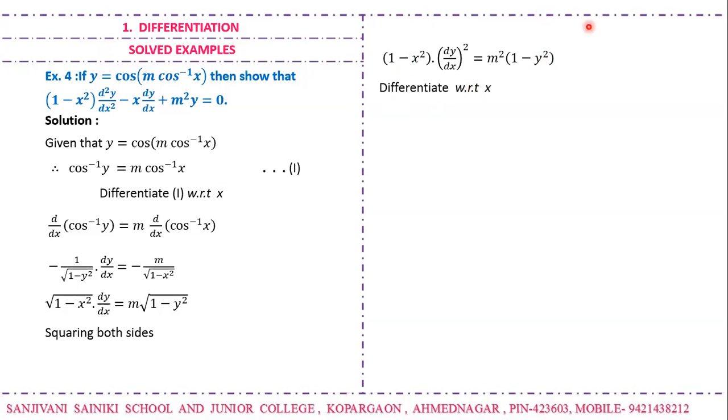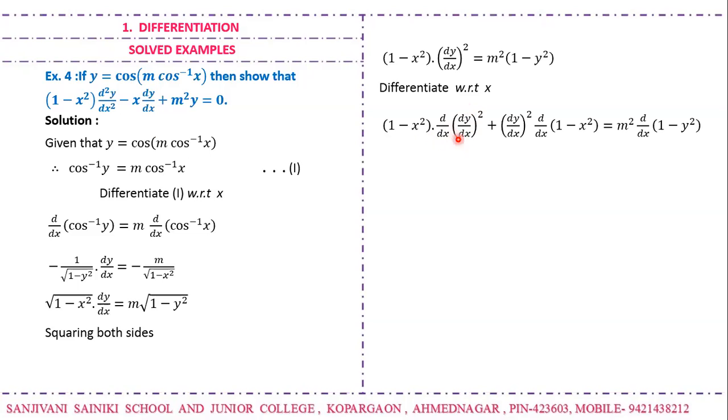Now differentiate this with respect to x. Here there is a product of two functions, so you have to use the product rule. 1 minus x square as it is, into d by dx of (dy by dx) whole square, plus (dy by dx) whole square as it is into d by dx of 1 minus x square, is equal to m square into d by dx of 1 minus y square.